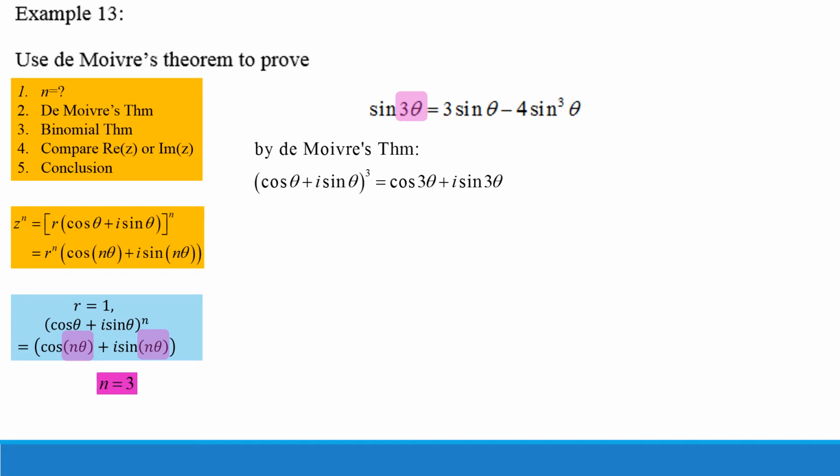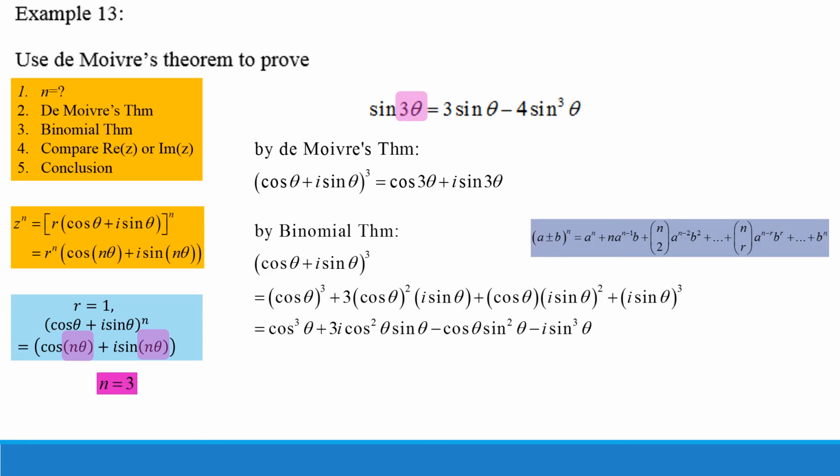By De Moivre's theorem, when we expand cos theta plus i sine theta raised to the power 3, we would get cos 3 theta plus i sine 3 theta. Then we should expand the same expression using binomial theorem. The formula for binomial theorem is given in the purple box. You should get what is shown on the screen now.